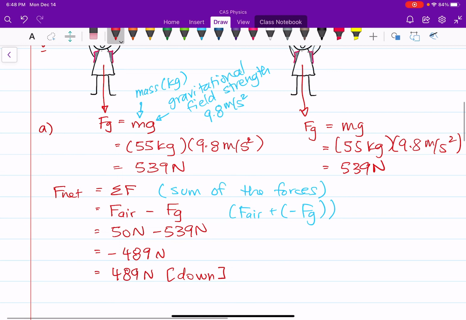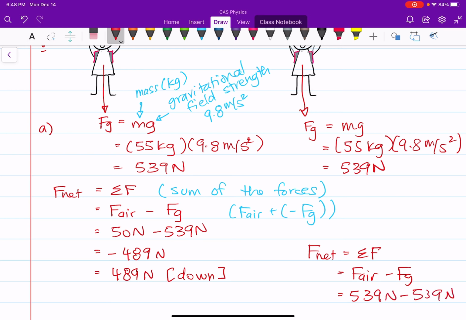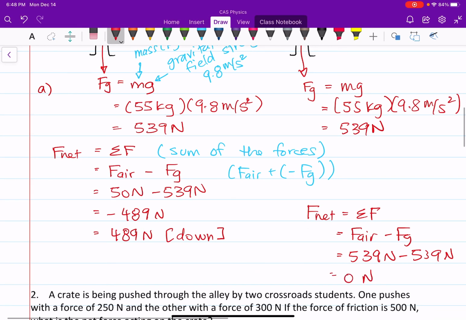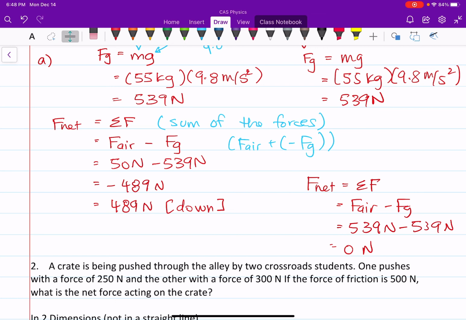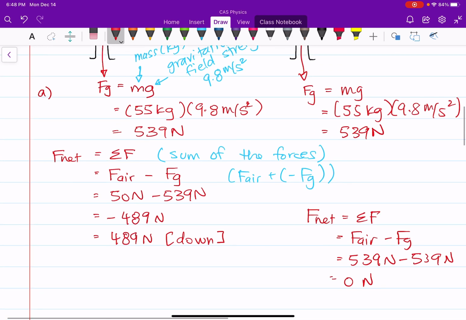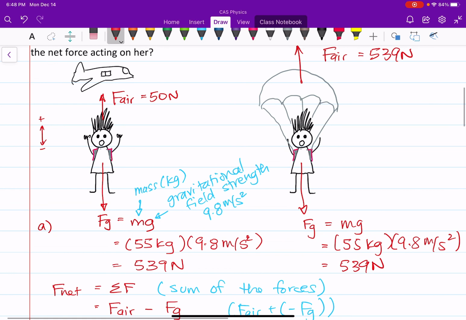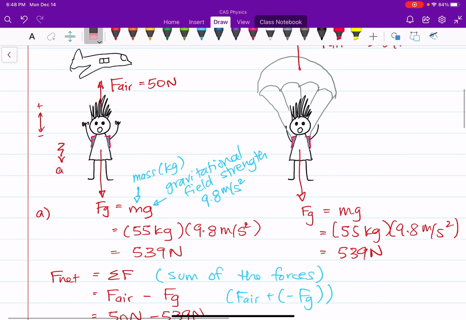So what we're going to do down here is say F net is equal to the same equation, the sum of the forces, which is F air minus Fg. In this case it's 539 newtons minus 539 newtons, which equals 0. So there's no net force acting on me as I'm falling in the second example. This is an example of something we call terminal velocity, and we'll get into this in a lot more detail in the days to come. In the first part of the problem, when I first jump out of the airplane, I'm still accelerating, so I can even draw my acceleration. It's down. But when I get to the part where I'm coasting down with the parachute, the forces are balanced.